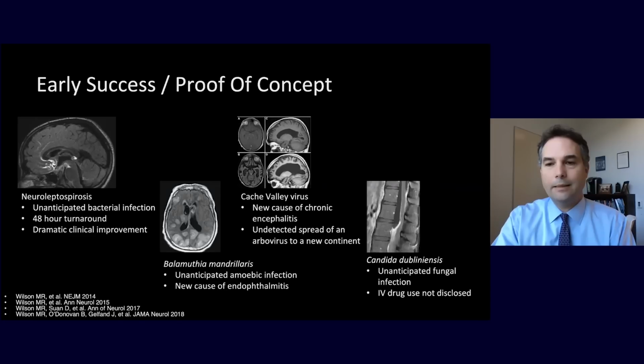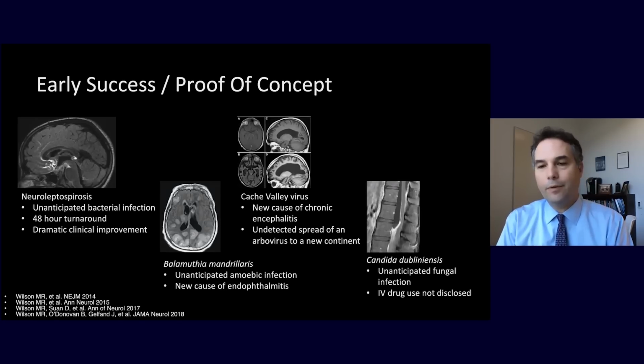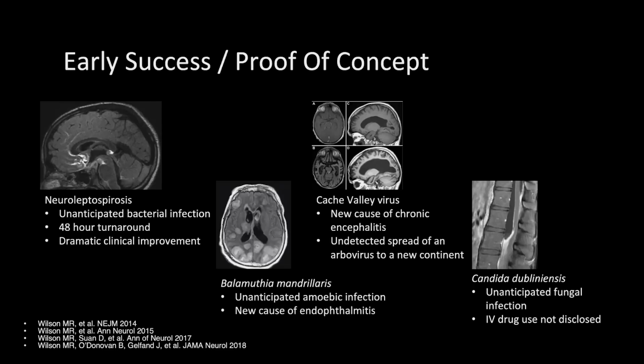And then lastly, this was another case of a woman, a very healthy 26-year-old who had a chronic meningitis. So she had meningitis lasting for over a year. Sequencing in her identified a rare fungal infection. And this infection is typically seen in intravenous drug users. That part of the history came out after the infection was diagnosed.